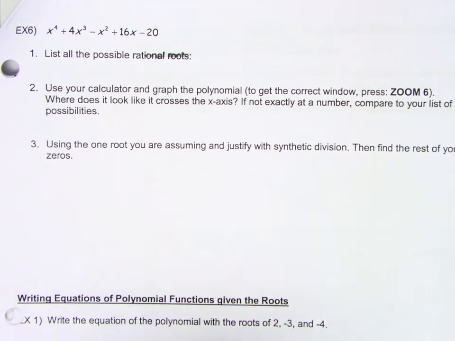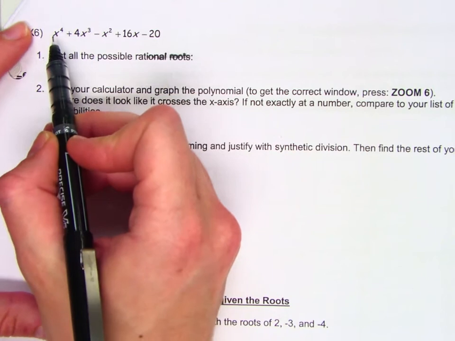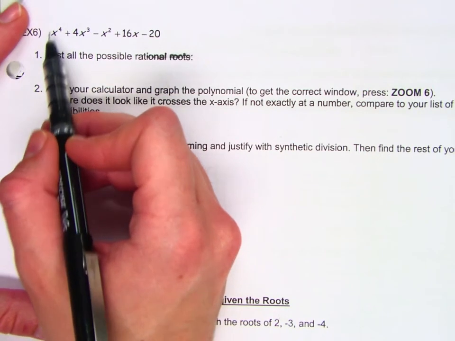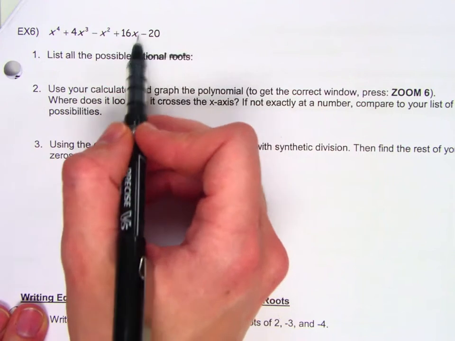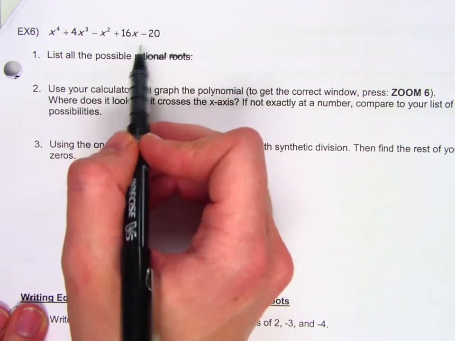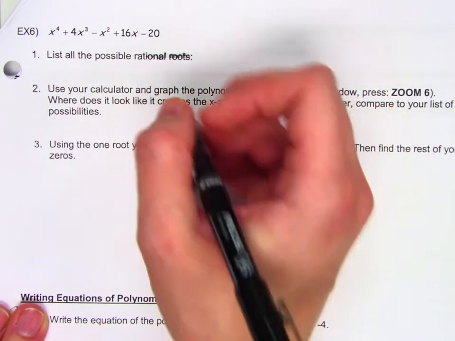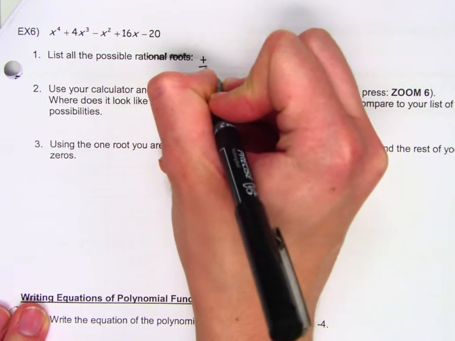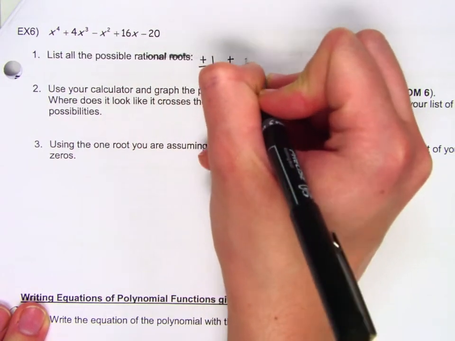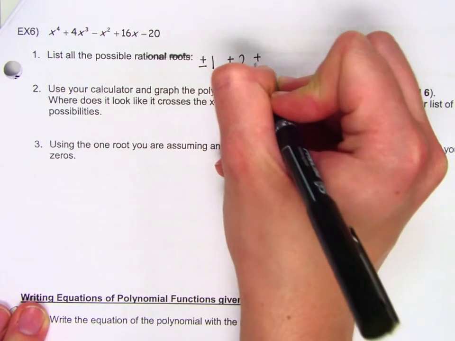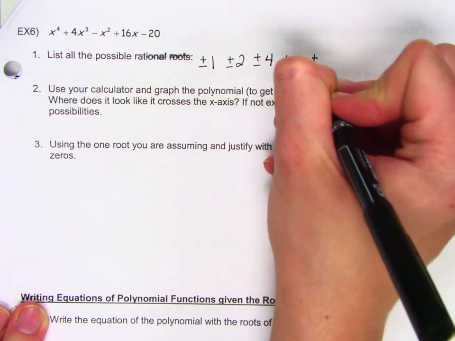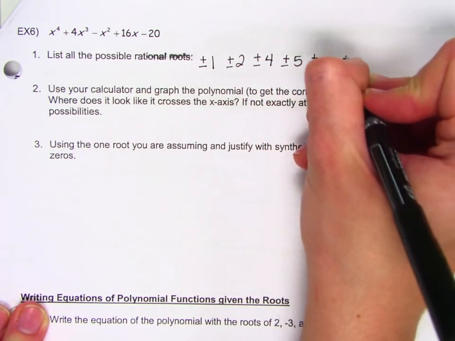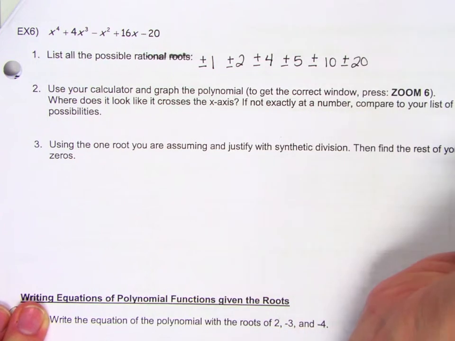Example 6, we're going to list all the possible rational roots here. Notice how this is a 1. Since that is a leading coefficient of 1, all of the factors of negative 20 will become possible rational roots. So I will just list those. Plus or minus 1, plus or minus 2, plus or minus 4, plus or minus 5, plus or minus 10, and plus or minus 20.